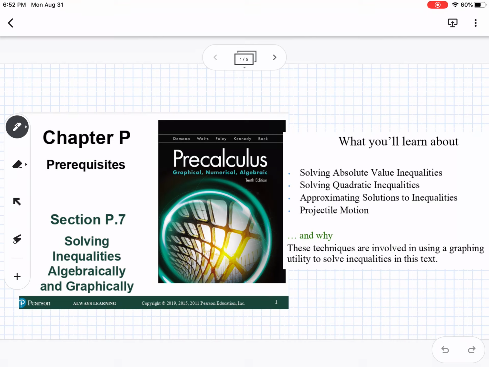So this is chapter P, section P.7, which is solving inequalities algebraically and graphing. So we're going to look at absolute value inequalities, quadratic inequalities, and then some application problems.